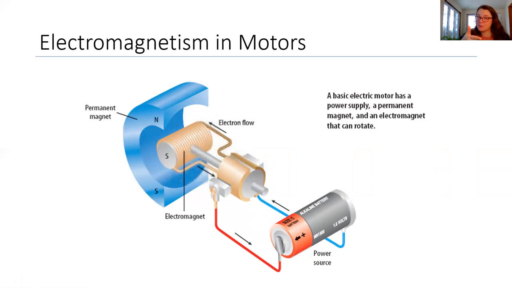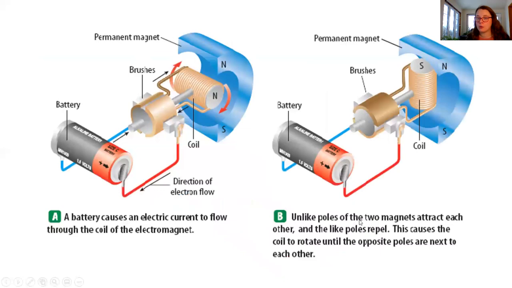Once they're lined up, there's what we call brushes. They're labeled here. These are brushes in the motor. And see how they have a split? So basically, once it rotates, that split allows the current to change again, which results in the poles of the magnet switching. And then now you have north and north lined up, and it wants to rotate down to south. And it causes this constant rotation.